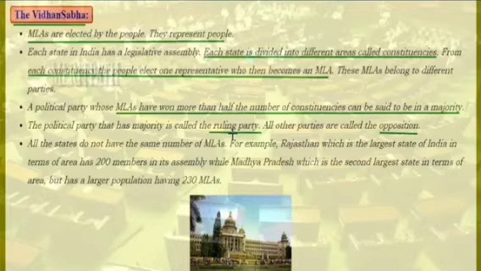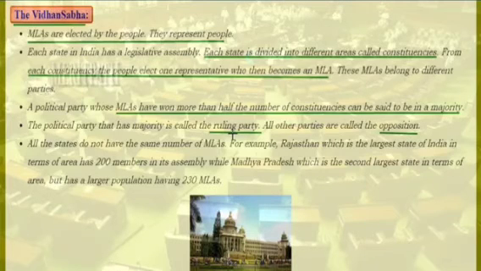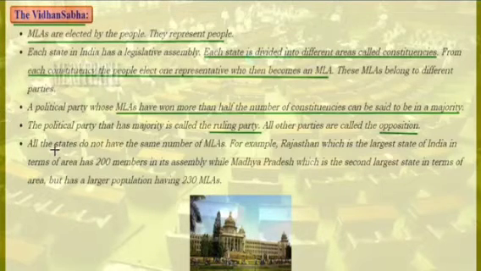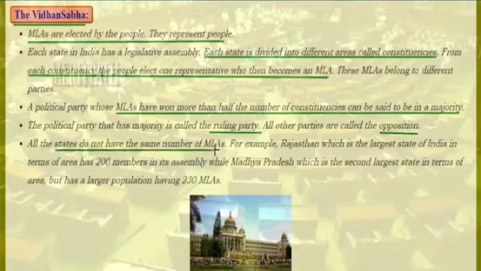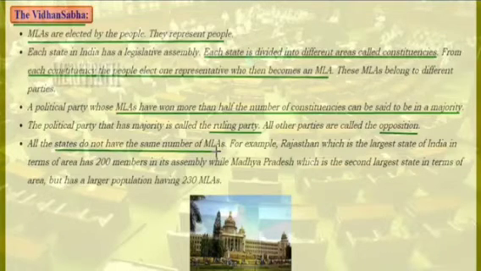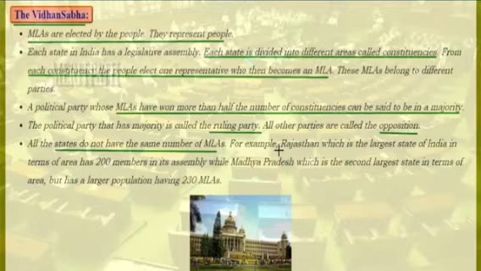All the others who have won fewer seats, and people who haven't won, are known as the opposition. That is why in India we have ruling parties as well as opposition parties. As of now, the Prime Minister of India belongs to the BJP, Narendra Modi.